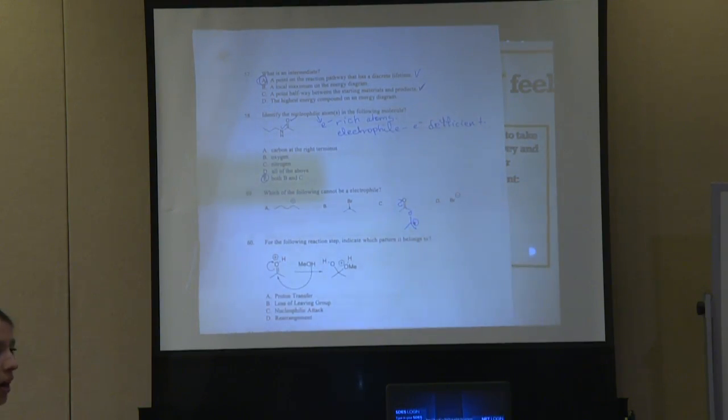Can a negative Br act as an electrophile? Why not? Because it has a negative charge. What do we say an electrophile is? Electron deficient. Awesome. Everybody good with this one?